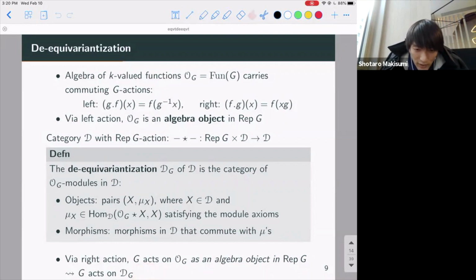So remember, de-equivariantization was supposed to go from a rep G module to a category with a G action. And this comes from, in this language, well, I haven't used the right G action on OG. And this is an action as an algebra object. So if I have an OG module, then I can just change the action by pulling back under the right action on OG. So that gives you an action of G on the category D sub G.